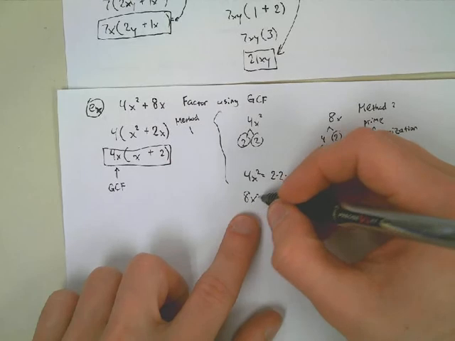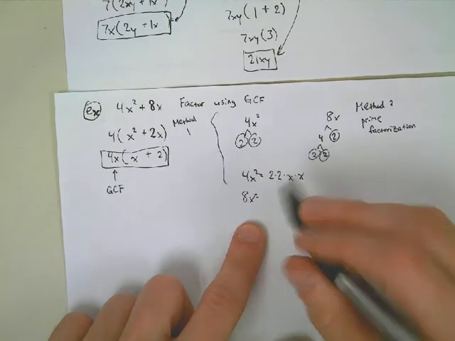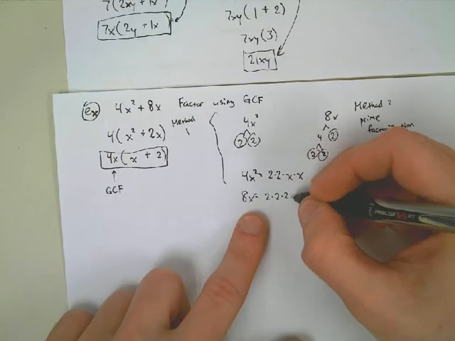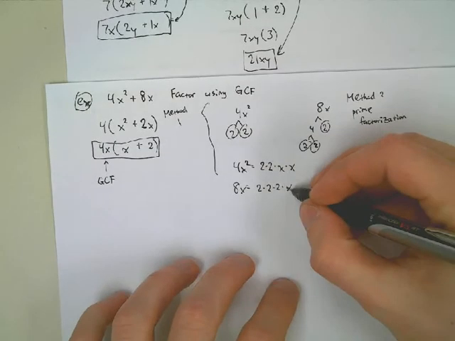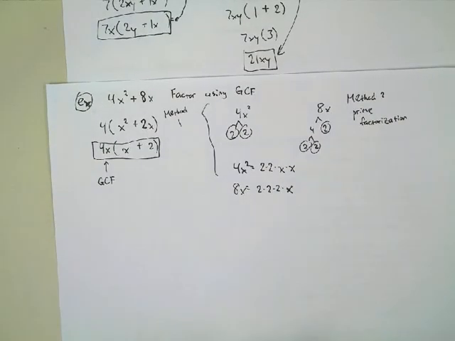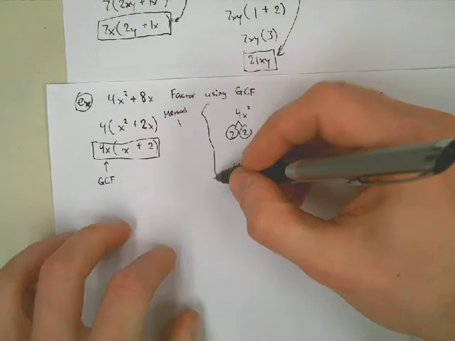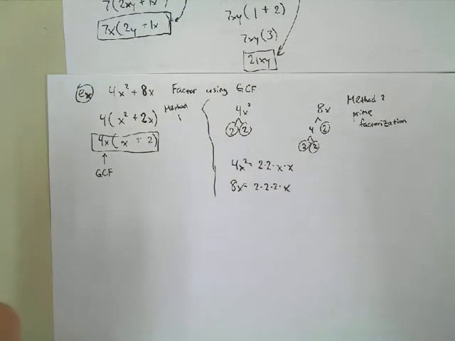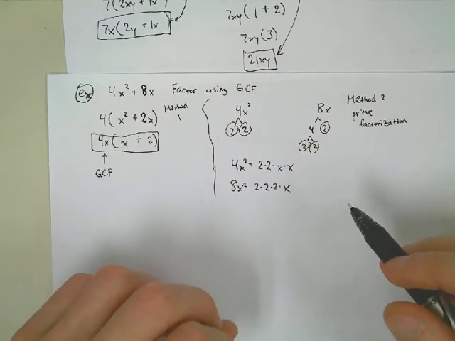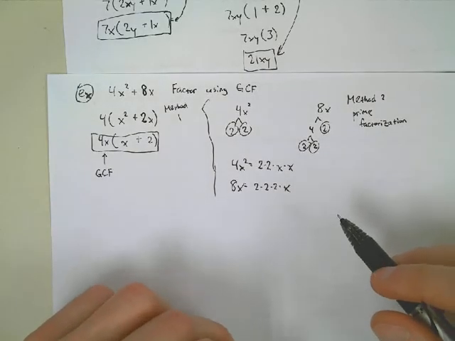Okay? So again, this is a different method if you're unsure about yourself here. This one kind of takes some of the guesswork out. Okay, and if you look here, these are all factors of 4x squared. These are all factors of 8x. I'm looking for the greatest common factor. So do you see any common factors between these two things?